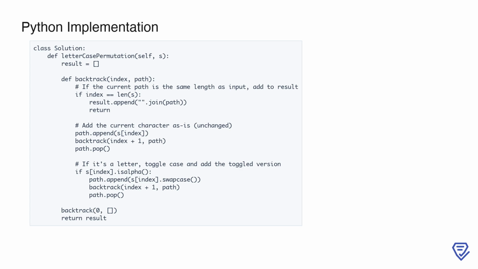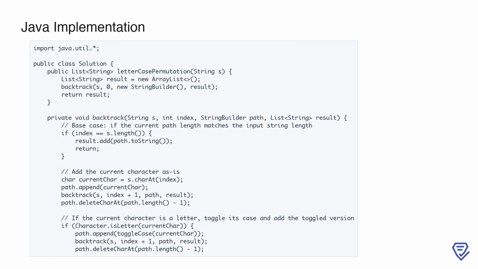This approach ensures that all permutations are generated efficiently, with a time complexity of O(2^n), where n is the number of alphabetic characters in the input string. Here, we start by defining a method called letterCasePermutation that takes a string s as input and returns a list of all possible permutations of the string with different letter cases. To achieve this, we initialize an empty list called result to store our permutations and call a helper method named backtrack. The backtrack method is where the recursive logic happens. It takes four parameters: the input string s, the current index we're processing, a StringBuilder object to build our path, and the result list to store the generated permutations.